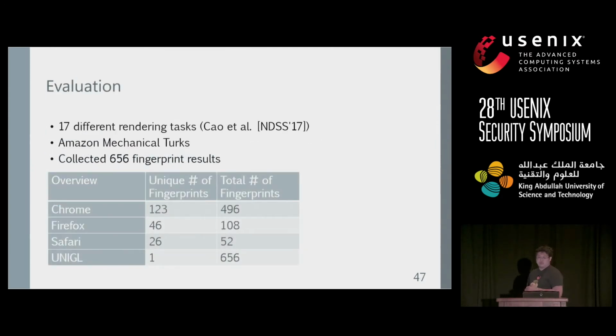In the test, we used 17 different rendering tests according to the DSS paper. First, we will run the 60 original tests, and then we will run the 60 tests with UniGL for the average computer. We collected data from Amazon Mechanical Turk, and we already collected 656 fingerprint results. According to the graph, we can see Chrome, Firefox, and Safari have a lot of unique fingerprints, and it will help to find unique users. But our result is just one. We just create one unique result.